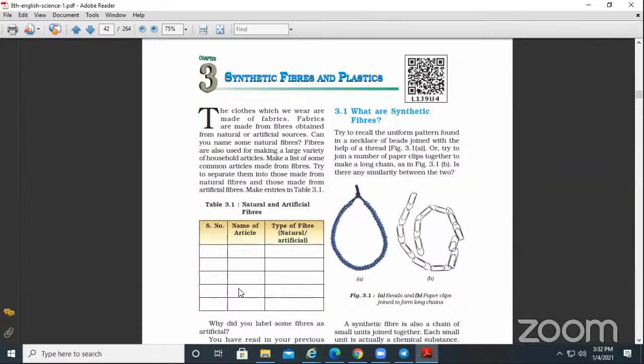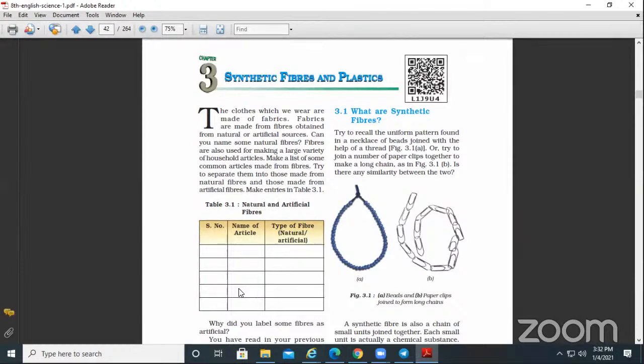When we go to fibers, there are two types: one is natural fiber, another is synthetic fiber. In the previous classes, from the 6th and 7th standard, you have studied fibers, so you already have a little knowledge about synthetic fibers. Children, can you differentiate between synthetic fiber and natural fiber? I think you have heard these two words, and you are able to differentiate between them.